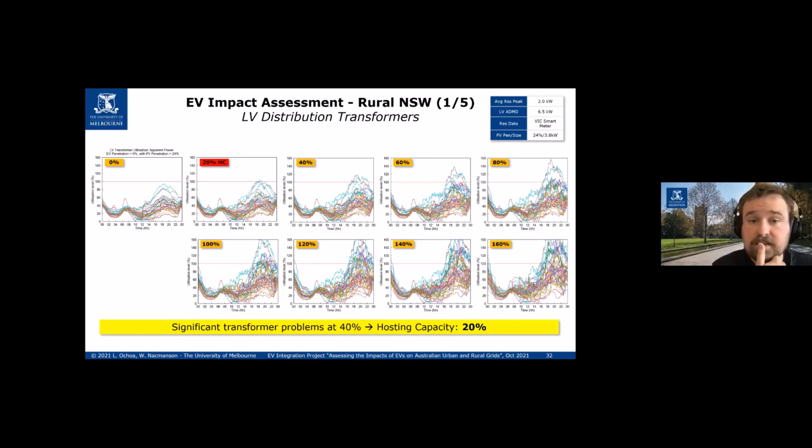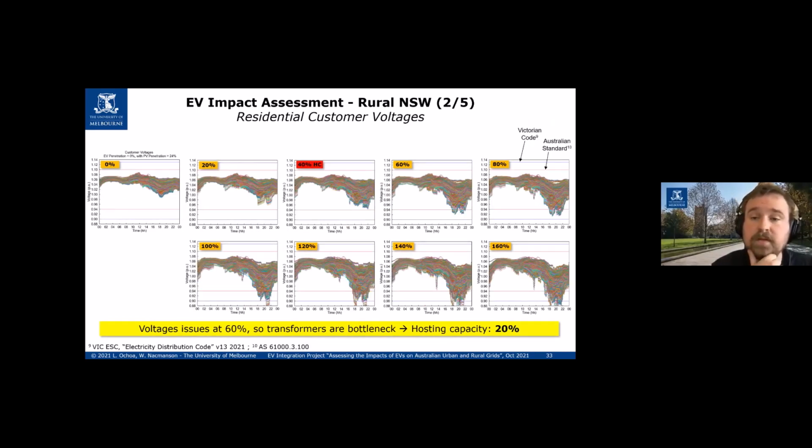So if we move on to the next slide here. I would also like to just highlight that we can see the effects of PVs in this. The rural New South Wales feeder had 24% PV penetration. And if you look between, say, 10 in the morning to 2 p.m., you can see there's actually a slight voltage rise. And that's from the reverse power flows from the PV systems already modeled as part of the base case.